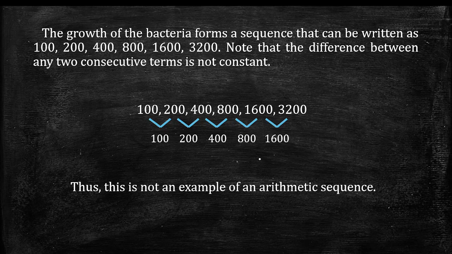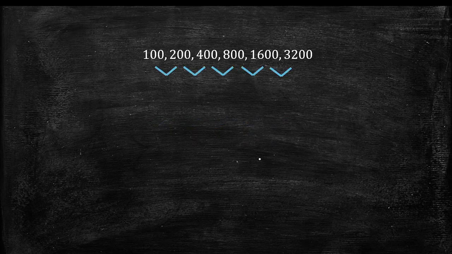Now, the question is, which type of sequence does it belong to? Where does the sequence 100, 200, 400, 800, 1,600, and 3,200 belong? Let's continue. Based on the problem earlier, it doubles up every 4 hours. That's why, if we multiply it by 2, we get the succeeding term. For example, 100 times 2 is 200. 200 times 2, the answer is 400. 400 times 2 is 800. 800 times 2 is 1,600. And 1,600 times 2 is 3,200.